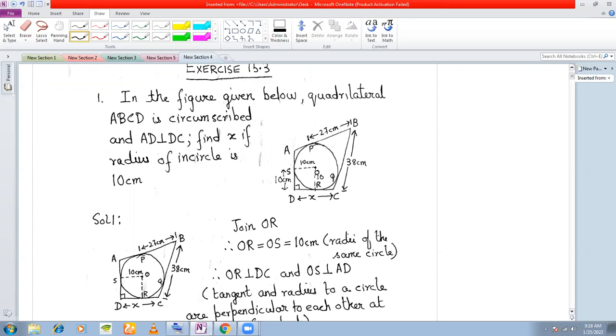Now if you see this length SD is the tangent to the circle from the point D, and similarly this length DR is also a tangent from the point D. So this length DR must also be equal to 10 centimeters, because tangents to a circle drawn from an external point are equal. The lengths of the tangents drawn from an external point to a circle are equal.